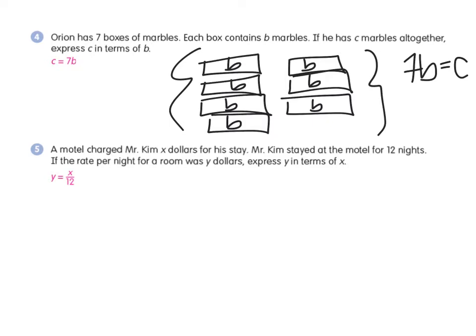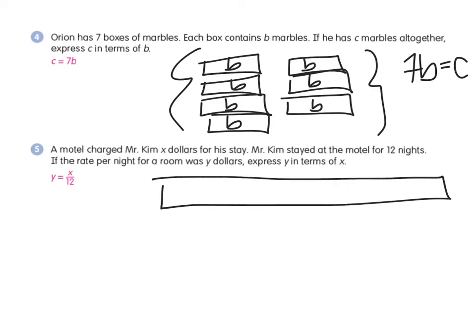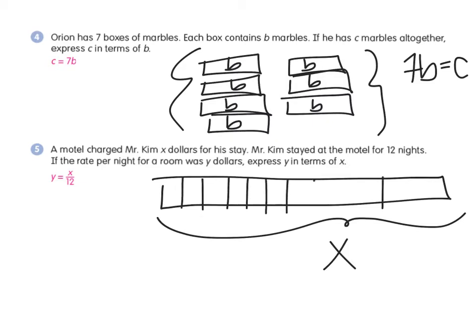And for the last problem here, a motel charged Mr. Kim X dollars for his stay. He stayed there for 12 nights. So this is how long he stayed there for. The entire time he got charged X dollars, and he was there for 12 nights. 1, 2, 3, 4, 5, 6, 7, 8, 9, 10, 11, 12. Perfect. So 12 nights, X dollars.